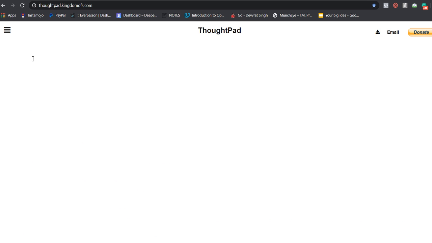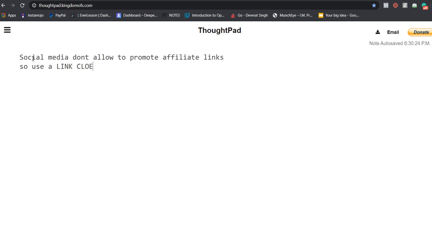So what you will do is, since social media doesn't allow you to promote affiliate links, use a link blocker. You can see the spelling here, it's link blocker. Now what this link blocker does is, it takes your affiliate link and gives you another affiliate link. The fundamental thing is very simple.